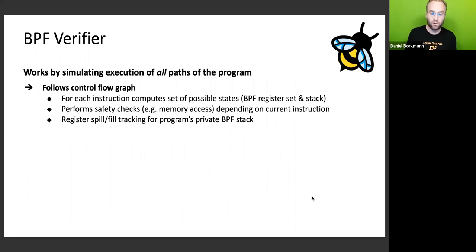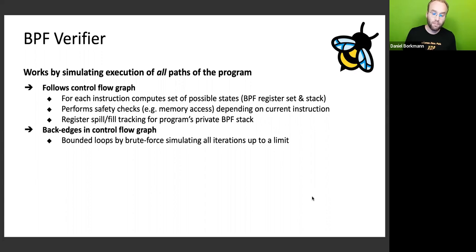The verifier works by simulating all execution paths of the program. So it follows the control flow graph, and for each instruction, it computes the set of possible states. That concerns both the register set that we have, R0 to R10, and the stack. And it performs the safety checks based on the state it collected and the current instruction. It also tracks register spills and fills to and from the stack, that private stack of the BPF program. If there are back edges in the control flow graph, then the verifier needs to brute-force simulate all of them. So bounded loops are supported up to a certain limit.